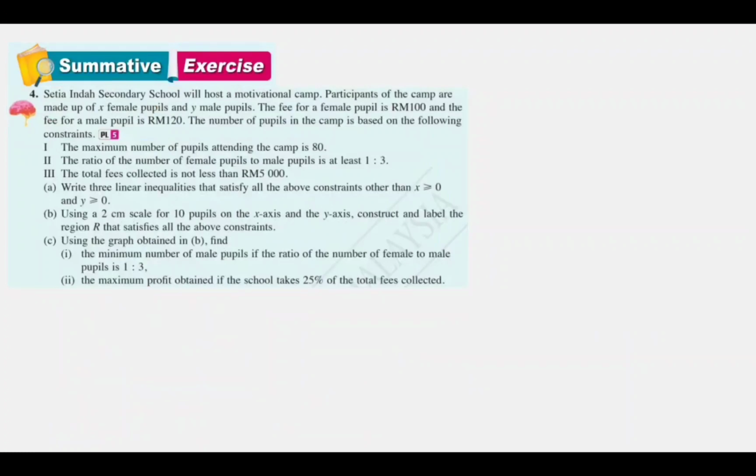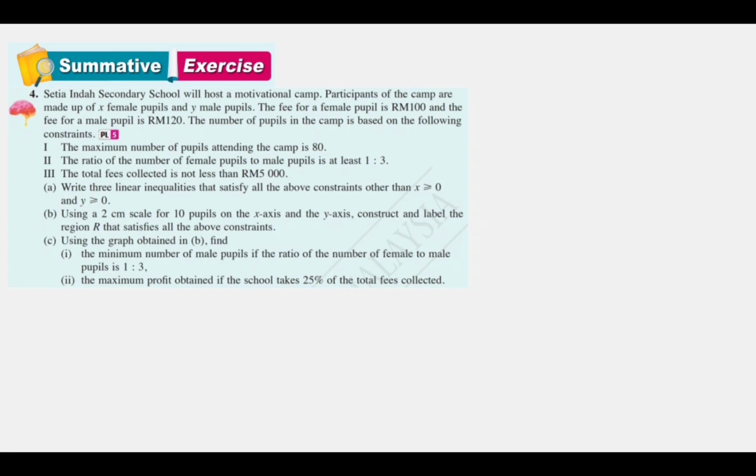Question number 4. Satya Indah Secondary School will host a motivation camp. The participants of the camp are made up of x female pupils and y male pupils. The fee for a female pupil is 100 ringgit and the fee for a male pupil is 120 ringgit. The number of pupils in the camp is based on the following constraints. Number 1, the maximum number of pupils attending the camp is 80. Number 2, the ratio of the number of female pupils to male pupils is at least 1 to 3. Number 3, the total fees collected is not less than 5,000.